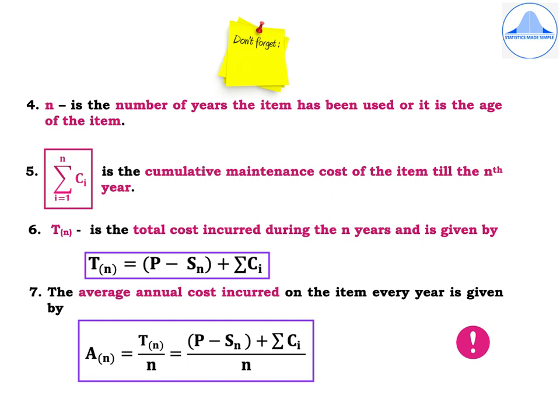Then summation Ci, where i ranges from 1 to n, is the cumulative maintenance cost of the item till the nth year. Tn is the total cost incurred during the n years and is given by Tn equal to P minus Sn plus summation Ci. The average annual cost incurred on the item every year is given by the formula An is equal to Tn divided by n, which is equal to P minus Sn plus summation Ci divided by n. The last formula is an important one which is used for most of the problems under replacement theory.